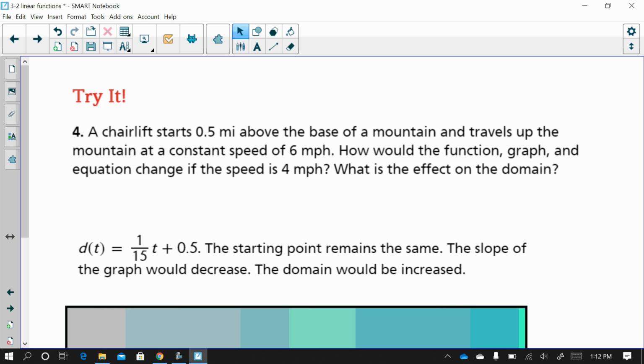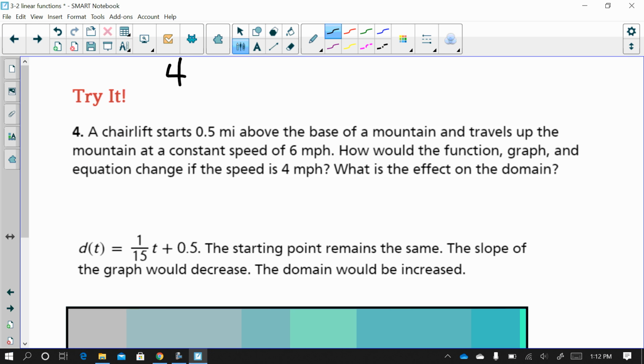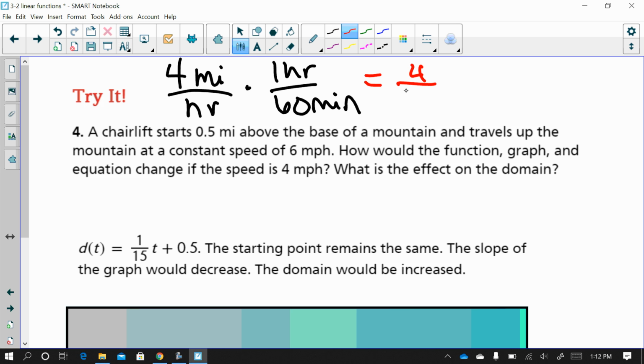Okay, so looking at this, I know my slope is going to be different. I had to convert the 6 miles per hour to miles per minute, so we're going to do the same thing with 4 miles per hour. Remember we had 1 hour for 60 minutes, and that's going to equal 4 over 60, which reduces to 1 over 15. So my equation changes to 1/15 x plus 0.5.